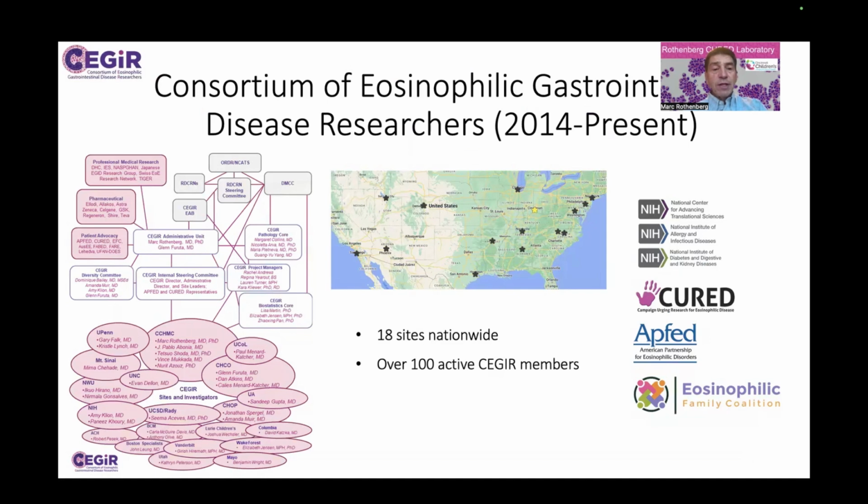The consortium is focused in the US. It has 18 national sites. It has 100 members that are active in the disease.